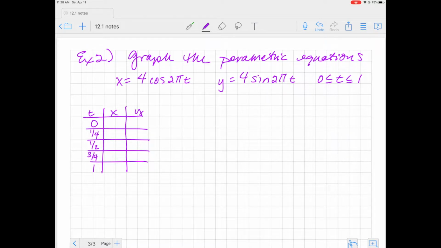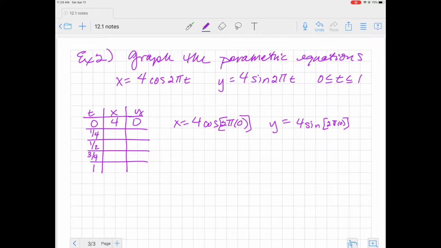So plug it in. X is equal to 4 times a cosine of 2 pi times 0. So if I'm looking at this, what is a cosine of 2 pi times 0, which is this inside function? Yeah, so the cosine of 0 is 1. 4 times 1 is 4. You see that? Y is equal to 4 times the sine of 2 pi times 0. So the sine of 0 is 0. 0 times 4, still 0.